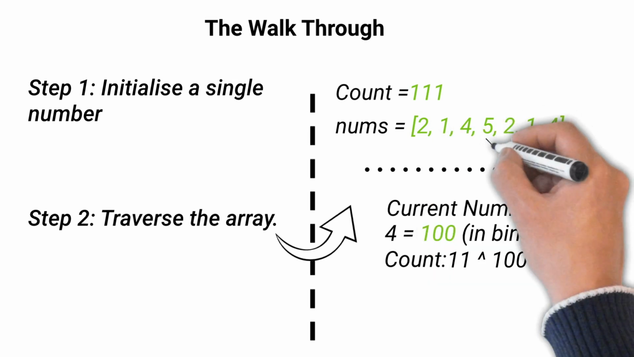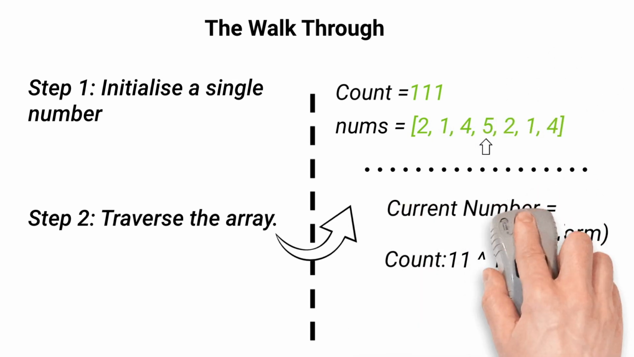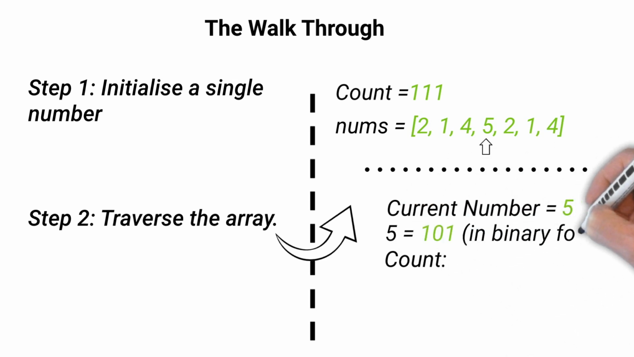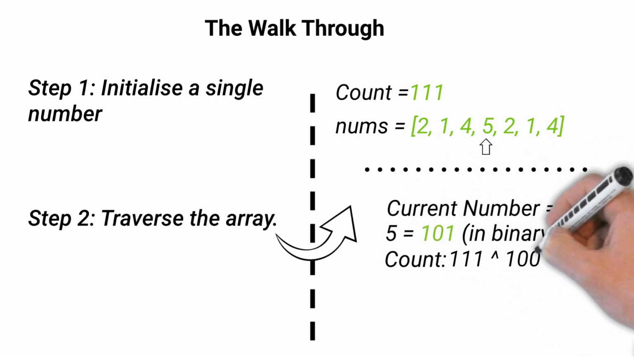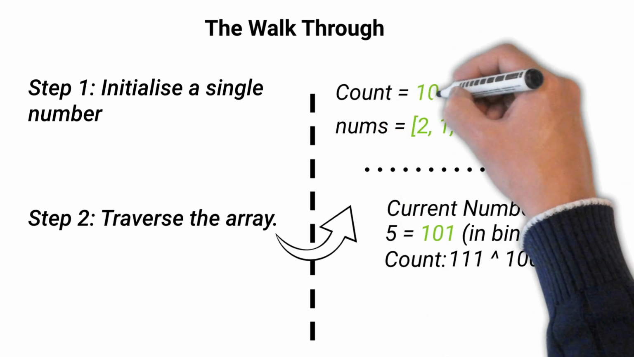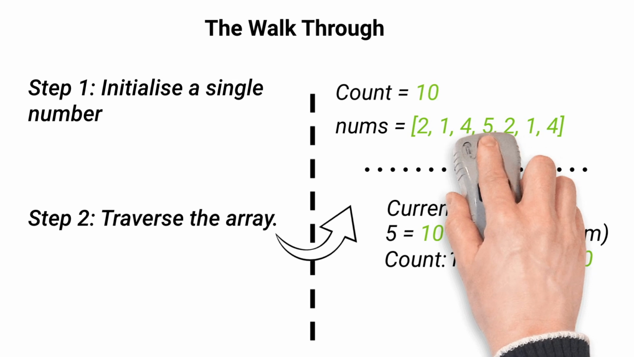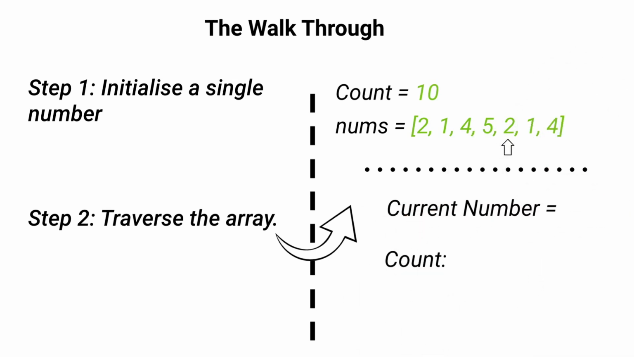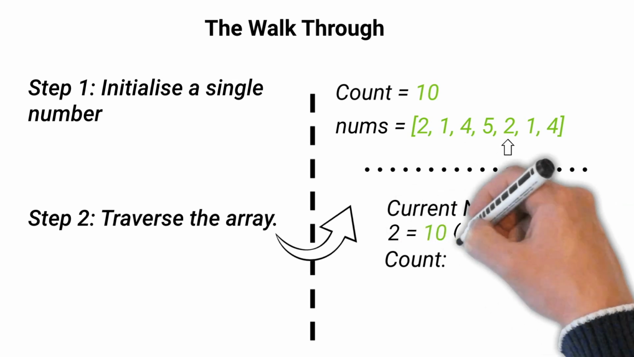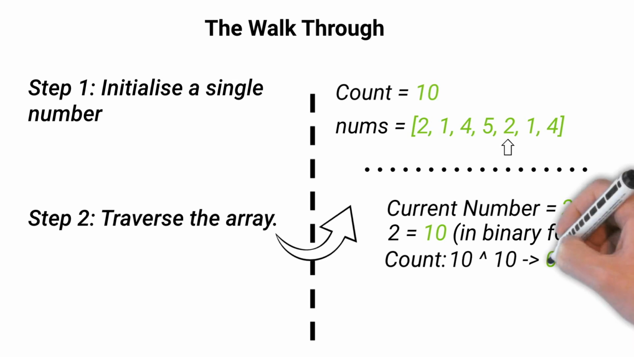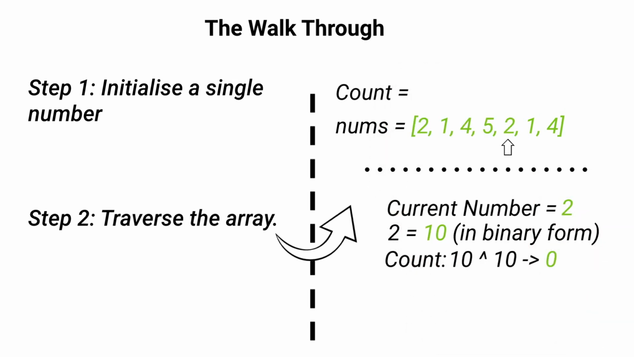Move the pointer. Set the current number equal to 5. 5 in binary is 101. 111 XOR 101 is equal to 10. Again, we move the pointer. We update the current number equal to 2. 2 in binary is 10. 10 XOR 10 cancels out to make 0.